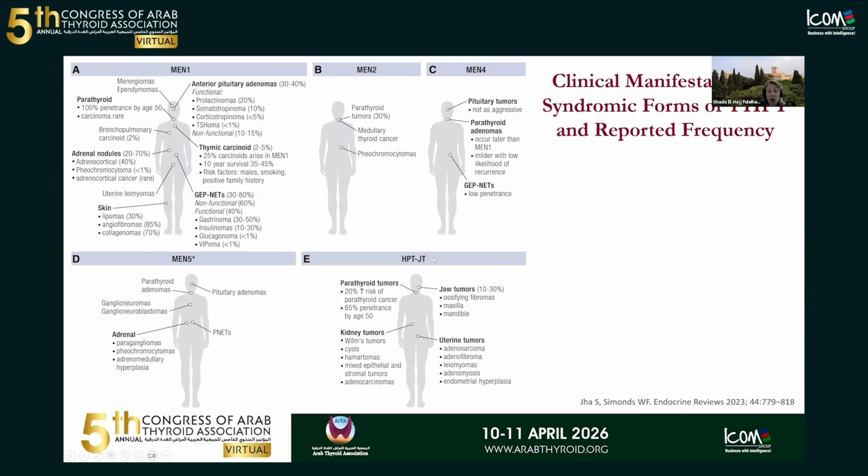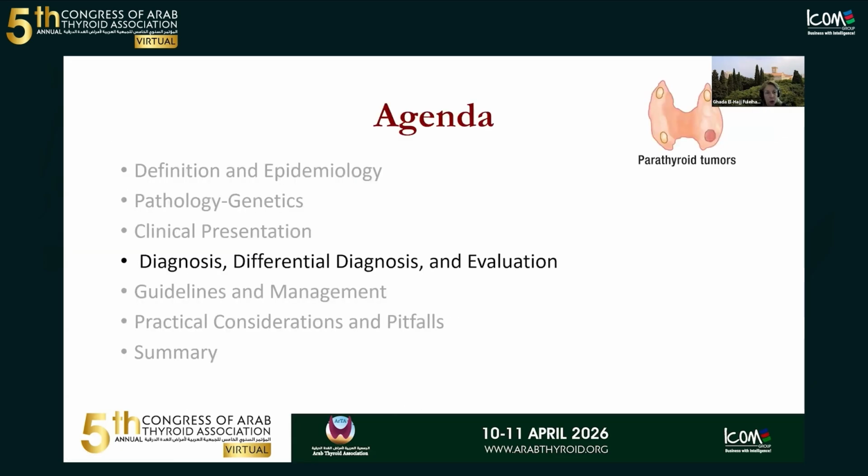And in the hyperparathyroidism-jaw tumor syndrome, which is familial, there is a 20% increased risk of parathyroid cancer, with a high penetrance after age 50. So you can have other end organ manifestations if it's part of an MEN, but this is rare, and I think I've seen maybe a handful over my career.